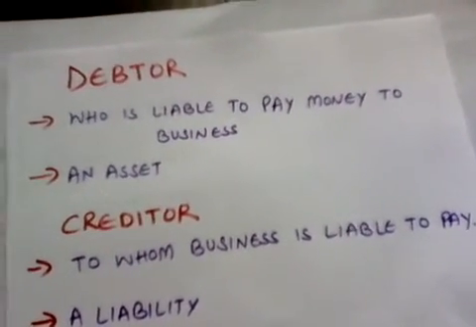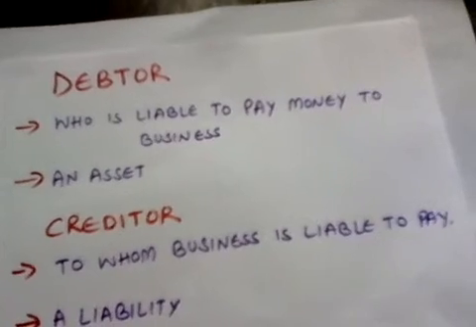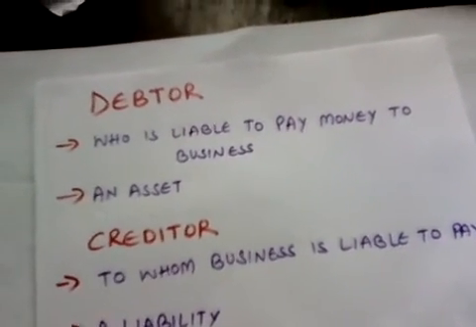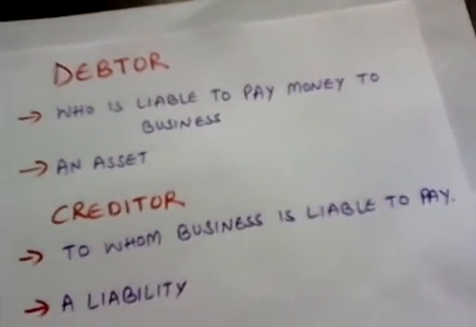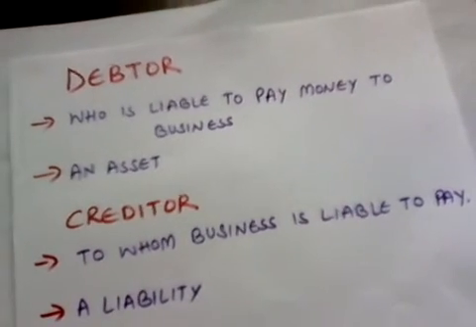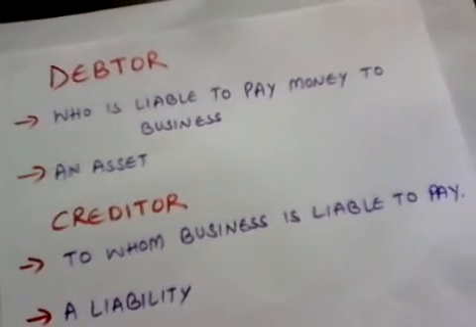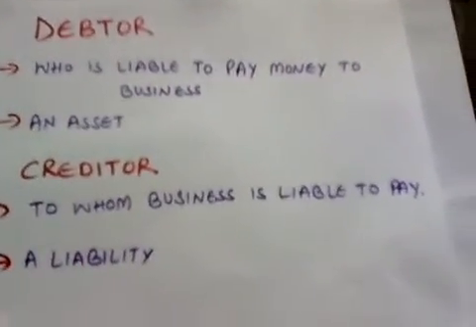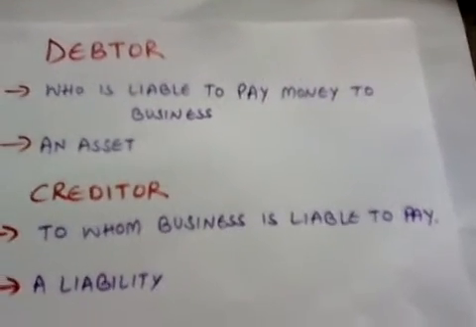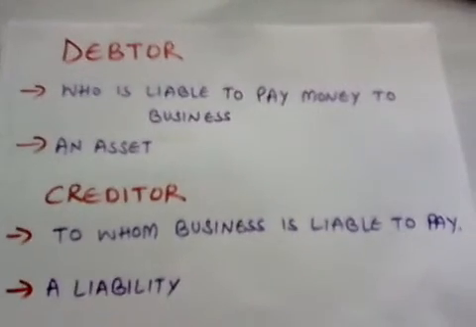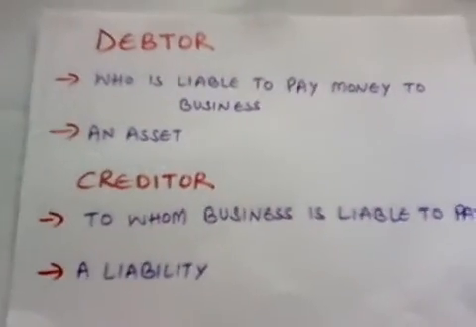selling your goods for a specified period of time, your debtors promise to pay the money within a specified time. Like, after a specified time you will receive your money. So debtors are your assets, right? So debtors are the persons who are liable to pay the debts to the company.